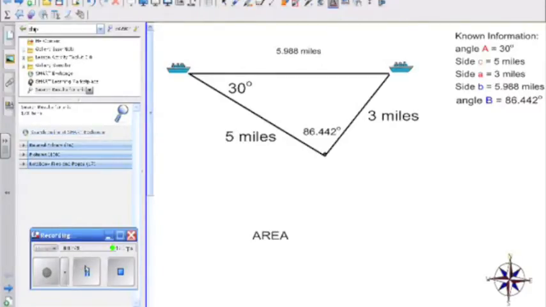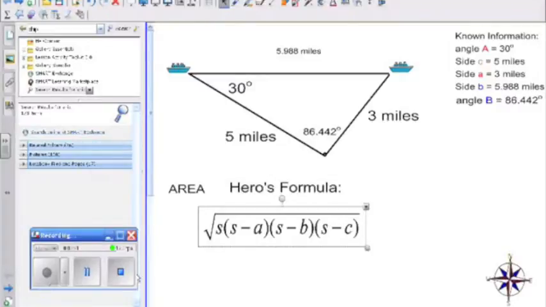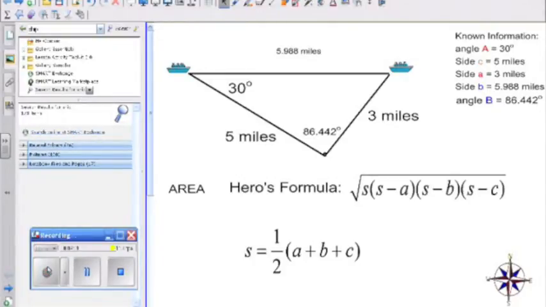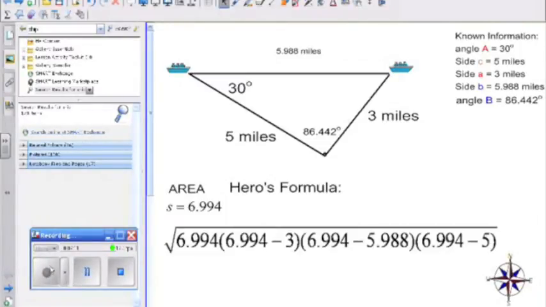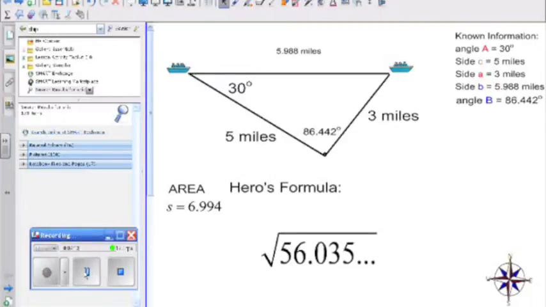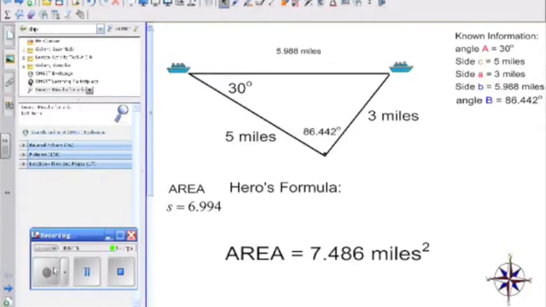Now we want to find the area of this triangle. Because we know the length of all the sides, we can use Heron's formula. Square root of s times s minus side a times s minus side b times s minus side c. s is equal to 1/2 of the perimeter. Plug in the values. s is equal to 6.994. Plug this into Heron's formula and solve. The area of the triangle is 7.486 miles squared.